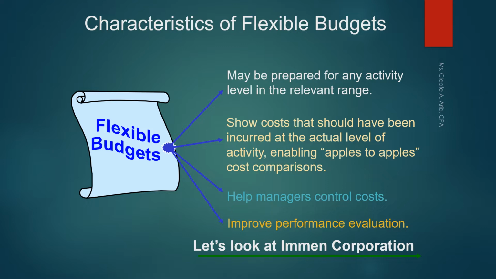It shows costs that should have been incurred at the actual level of activity, enabling apples to apples or oranges to oranges cost comparisons. It will help your managers control your costs. And of course, with that, it can improve your performance evaluation. Now, let's take a look at a main corporation as our illustrative problem in this lesson.